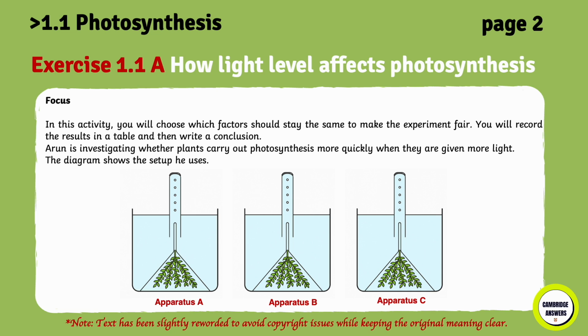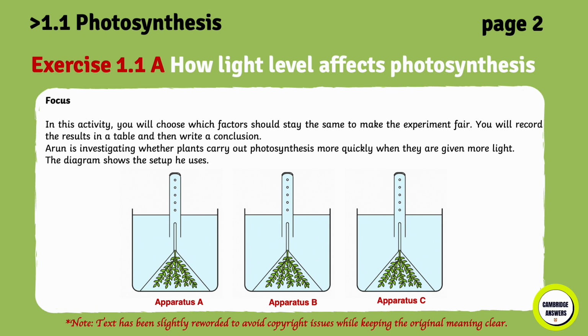In this activity, we need to think about fair testing. A fair test means we only change one thing and keep all the other things the same. So what will Arun change? The light level. What will Arun measure? The number of bubbles made by the plant. And what must stay the same? The plant type, the water, the temperature, and the time of the experiment. That's how Arun makes sure his test is fair.